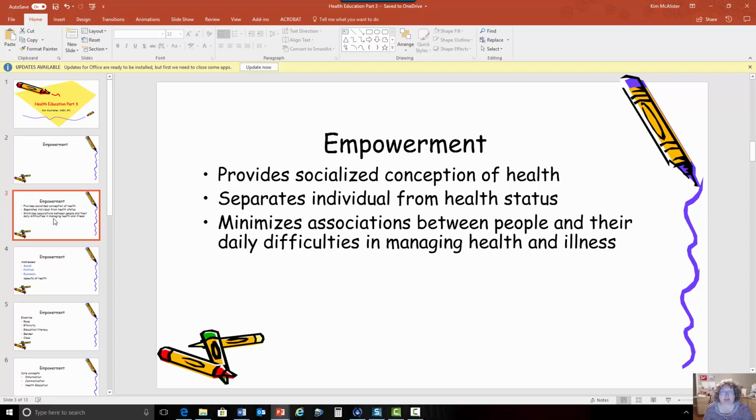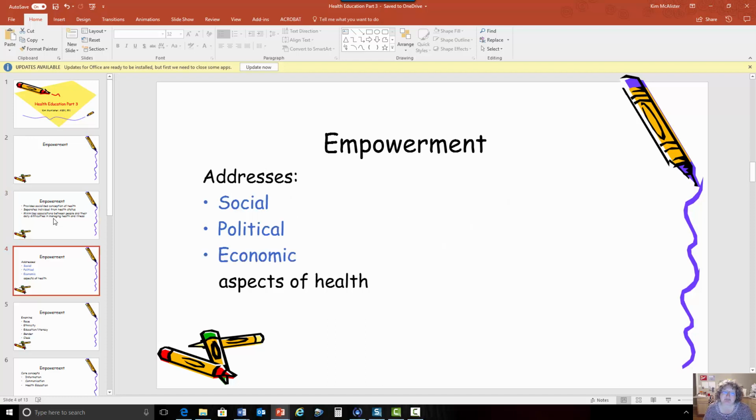This also helps to minimize associations between people and their difficulty in managing health and illness. For instance, sometimes we label people non-compliant, or we say this person is difficult. When we empower them, we're giving them the ability to overcome those labels and also reminding us that we don't need to be labeling people to begin with.